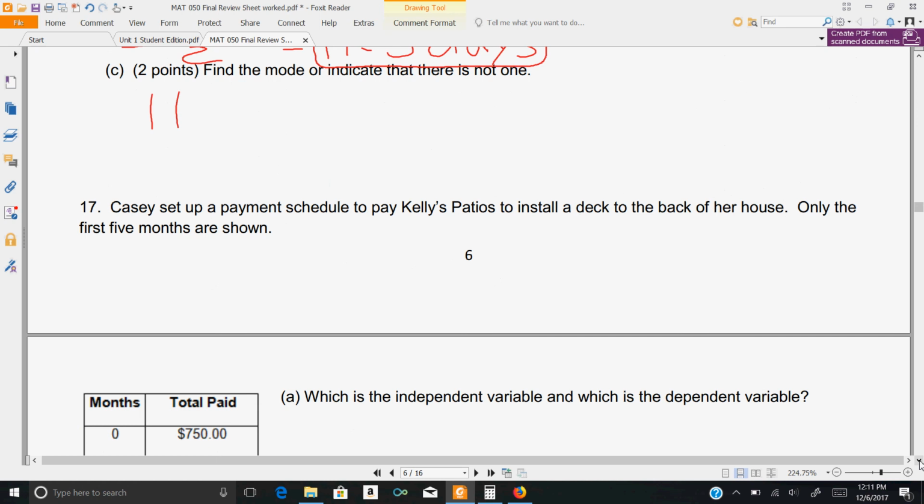Pause the video for a moment, take a look at 17, and then come back and see. Oops, I'm sorry. 17 actually goes on page 7. So open the video for page 7 once you've looked at 17 and see if you get the same answer. Thank you.